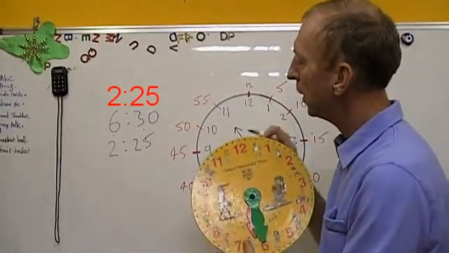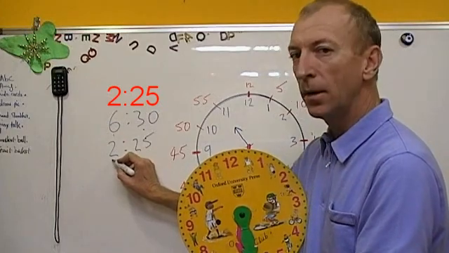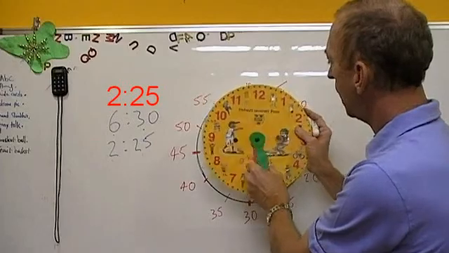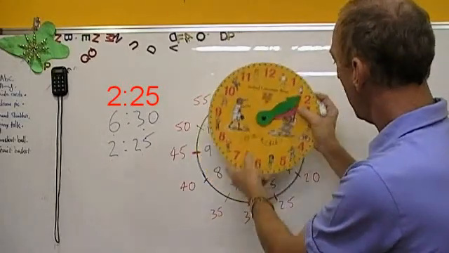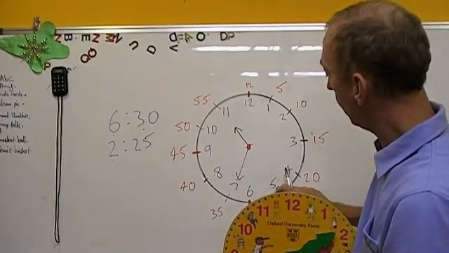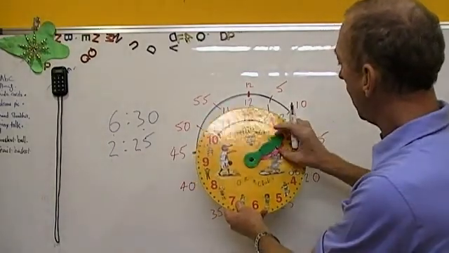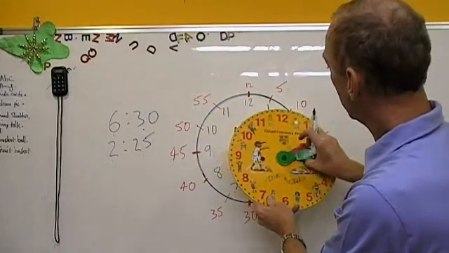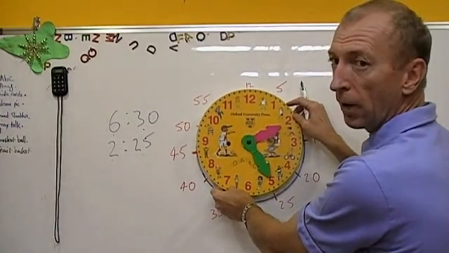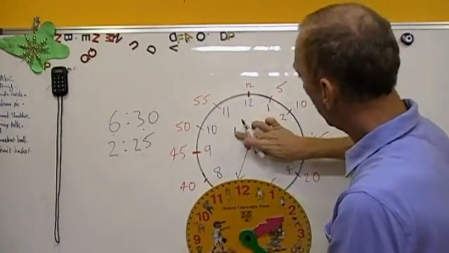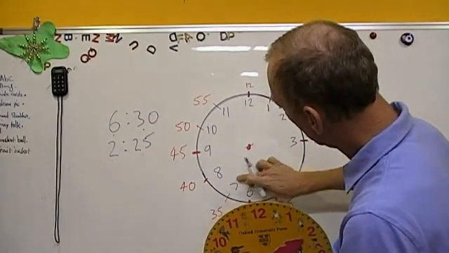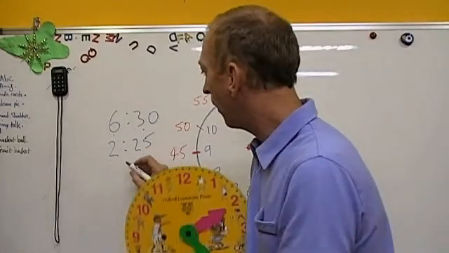Okay, simply again, left to right, 2:25. So our small hand goes to the 2, and 25 is where 5 is. So our large hand goes to the 25. 2:25. Okay, I'll just get rid of these here so you don't get confused. Okay, now what about the next time?